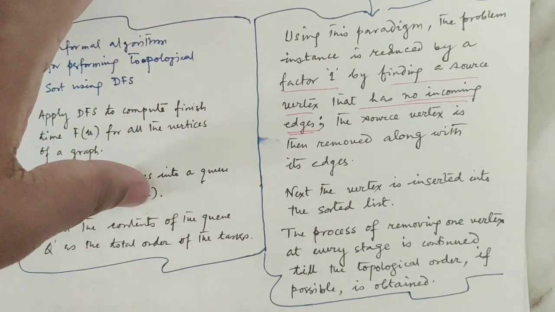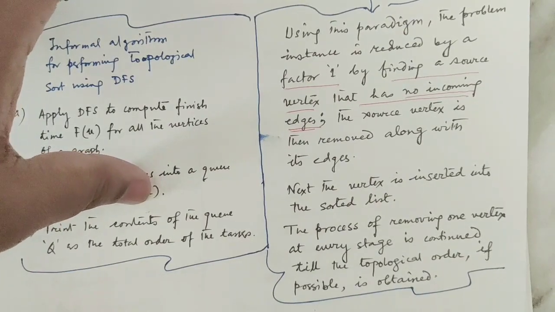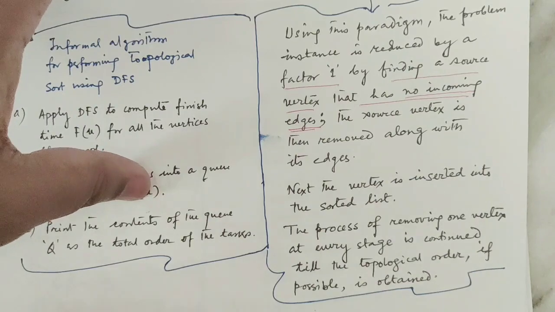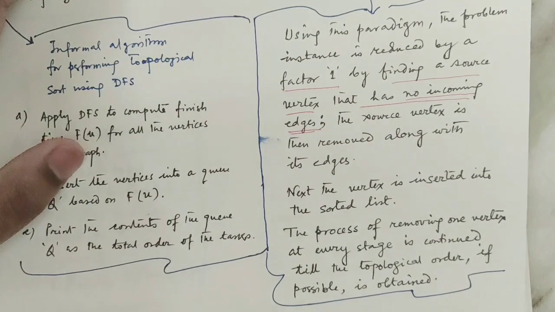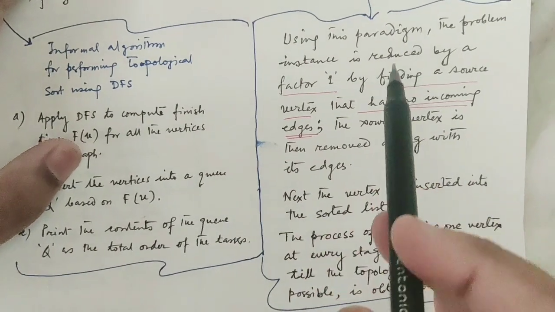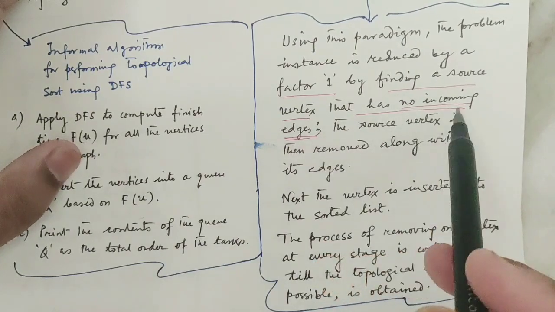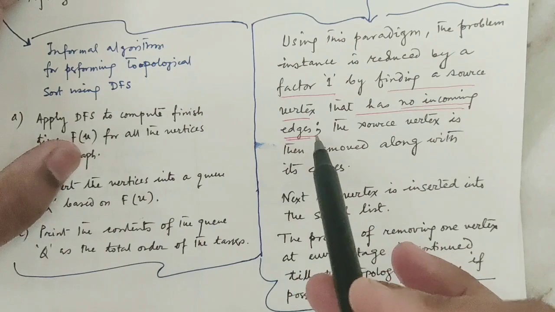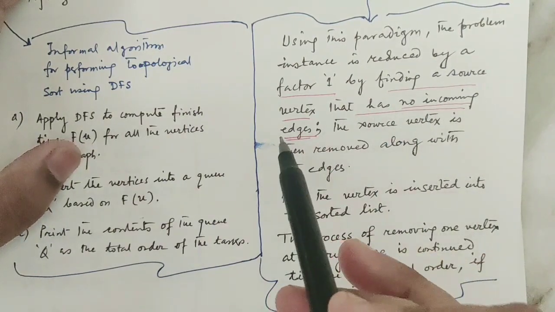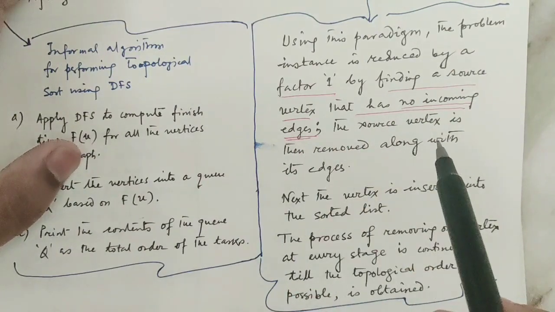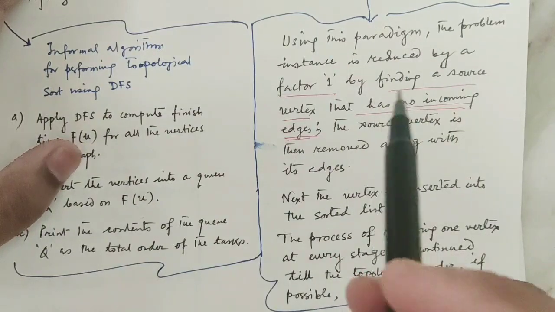And the example that I have planned to give you, I will follow the strategy decrease and conquer instead of DFS. Okay. So using the decrease and conquer paradigm, the problem instance is reduced by a factor of 1 by finding a source vertex that has no incoming edges. You have to find that source vertex, and the source vertex is then removed along with its edges.